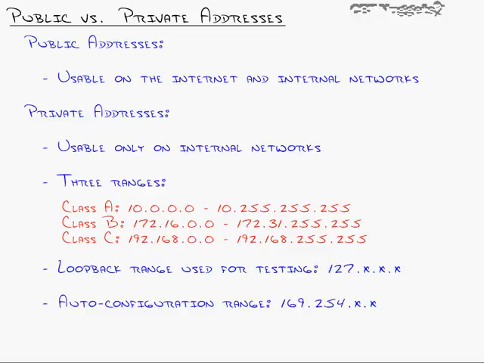Last piece of TCP/IP we'll talk about here is the difference between public and private addresses. Public addresses are IP addresses that are usable on the internet and on internal networks. Meaning, if I want an IP address that is able to surf the internet and have people on the internet access it, for example, maybe I have a server that I want people on the internet to be able to send stuff to or receive stuff from, I would give it a public address.